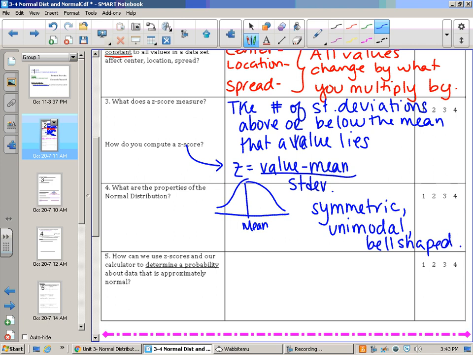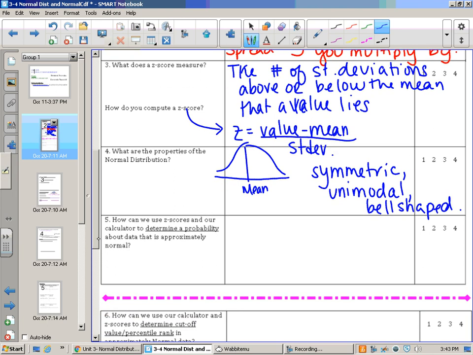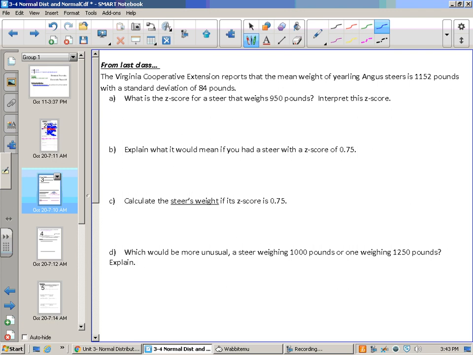Okay. So today what we're going to look at is how can we determine probabilities. We won't be using the empirical rule. Okay, so in your notes, let's start there. From last class, we have a Virginia Cooperative Extension report on the mean weight of Angus steers. The mean is over 1,000 pounds, and the standard deviation.